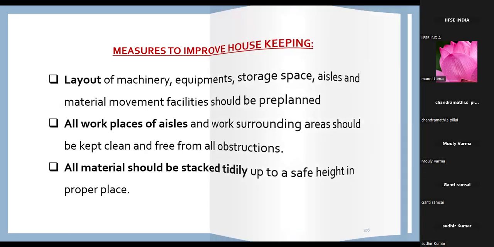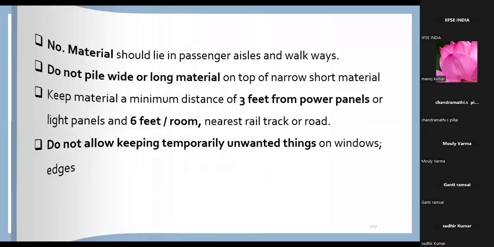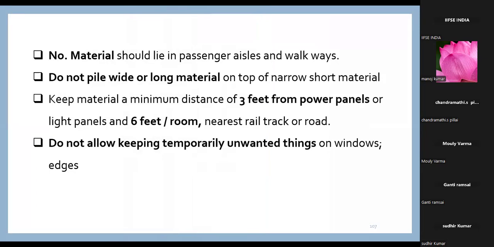See, no material should lie in the aisles or walkways, including the emergency exits. Do not pile wide or long material on top of short material, because it may fall. Keep a minimum distance of 3 feet from power panels or light panels and 6 feet from the nearest rail track or road. Now, can anyone guess why 3 feet from power panels?